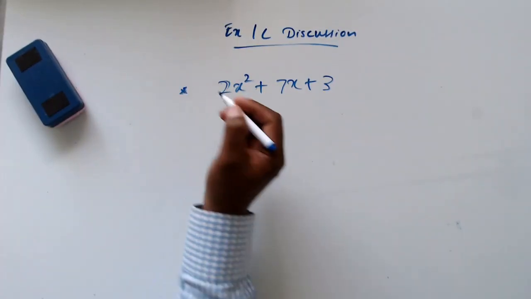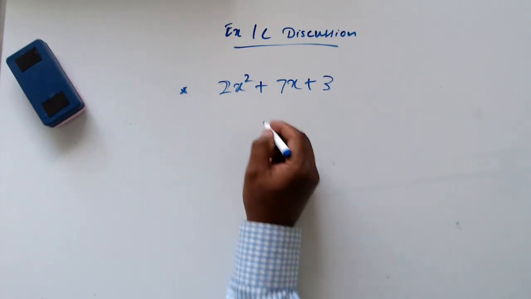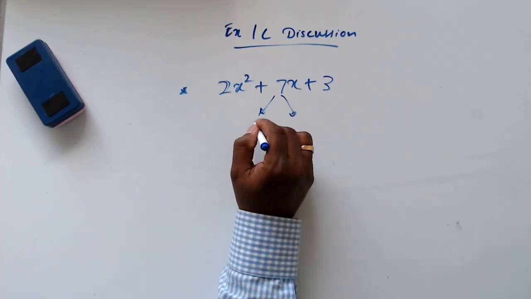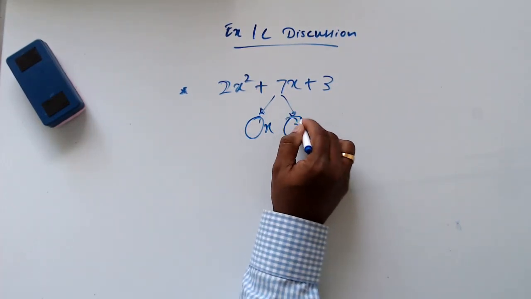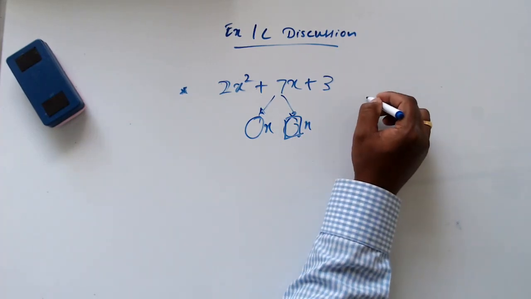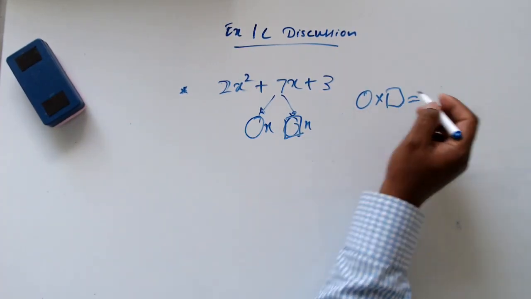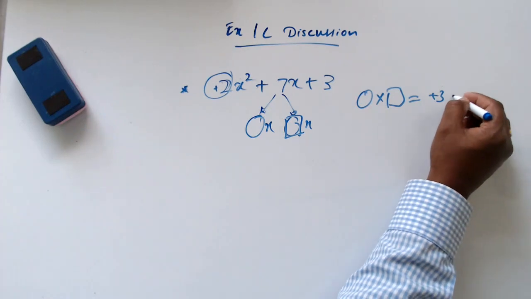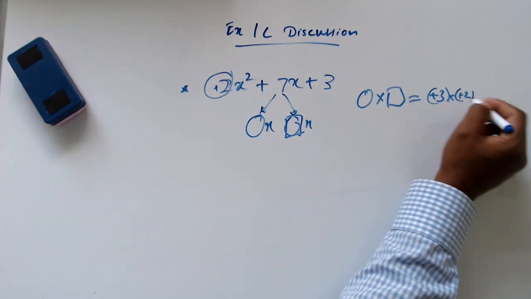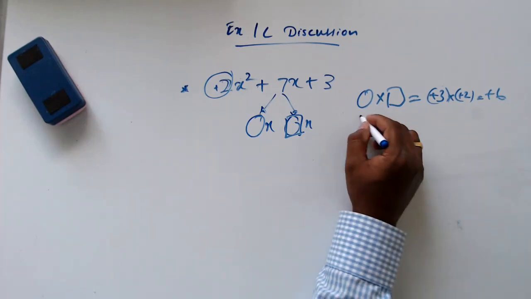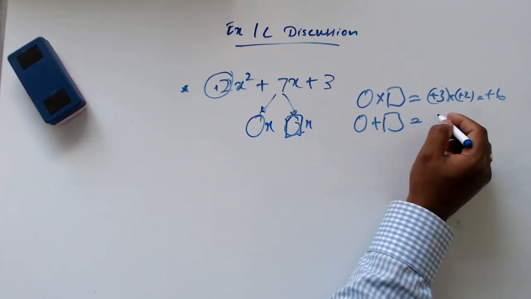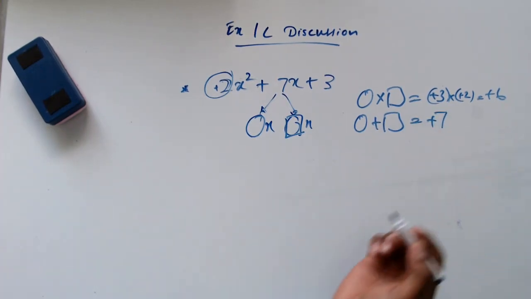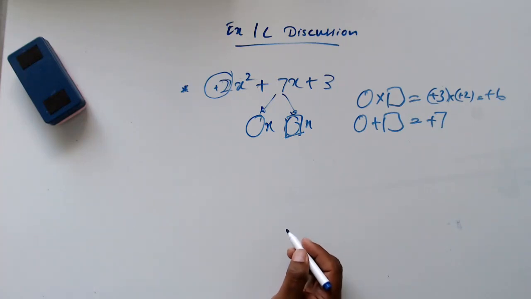How do you break this one? So we need to break this 7x into two terms. When you multiply those two, you should get the constant multiplied by the coefficient of x square, which is plus 6. And when you add those two terms, you should get plus 7. So what are the two terms?